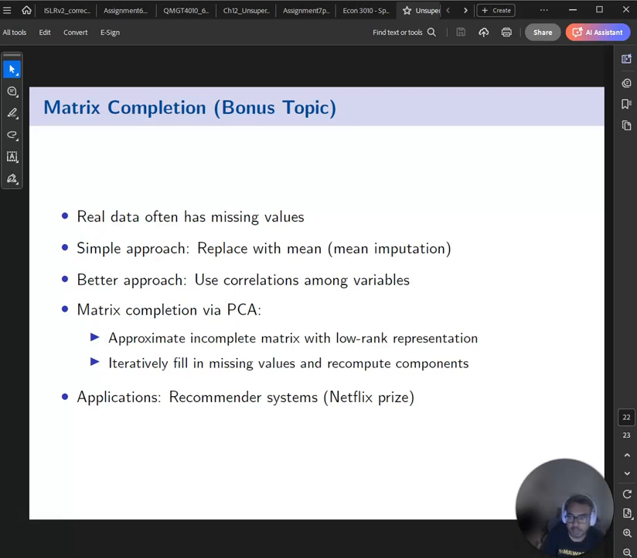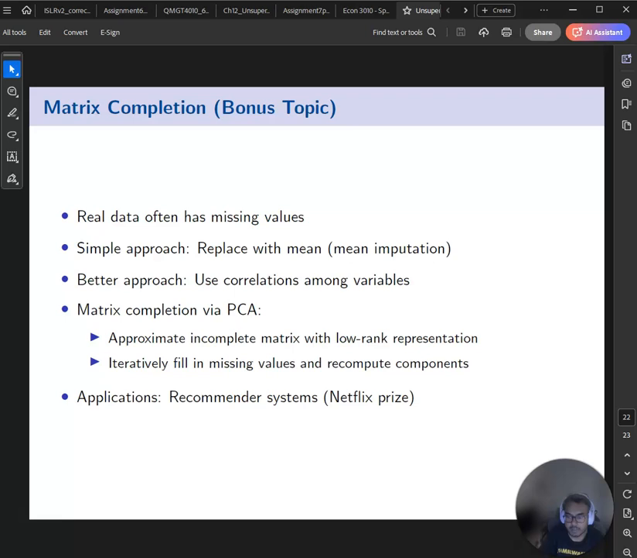Matrix completion via PCA works by approximating our incomplete data matrix with a low-rank representation. The process is iterative. We fill in missing values with some initial guess, perform PCA, use the resulting components to make better guesses for the missing values, and repeat until there is some convergence.